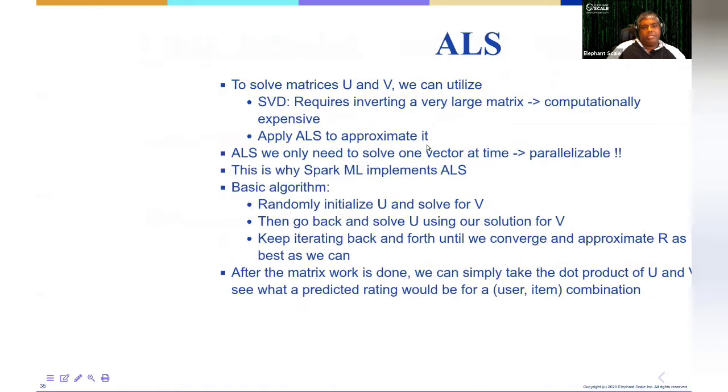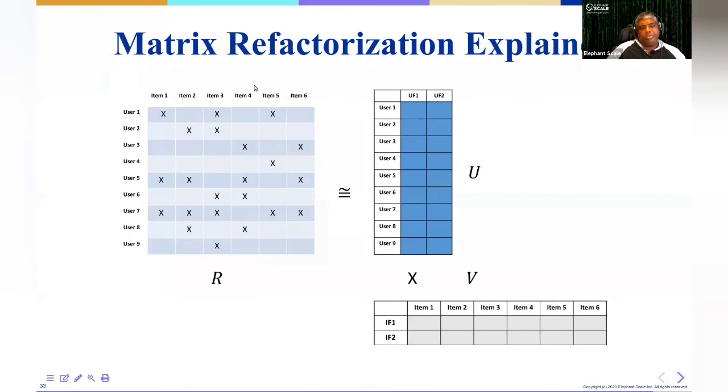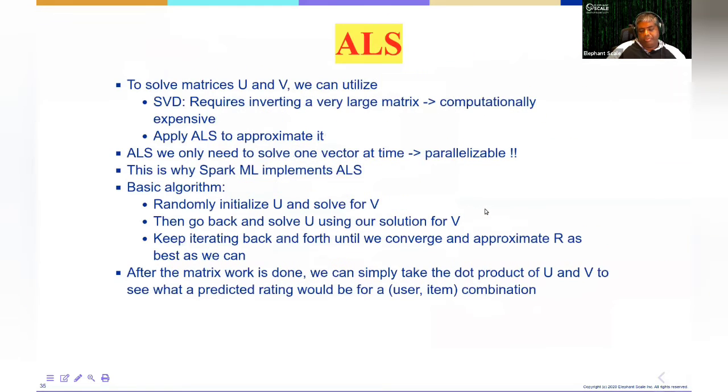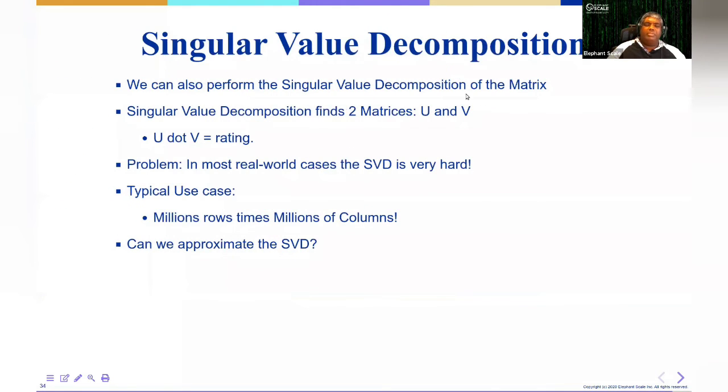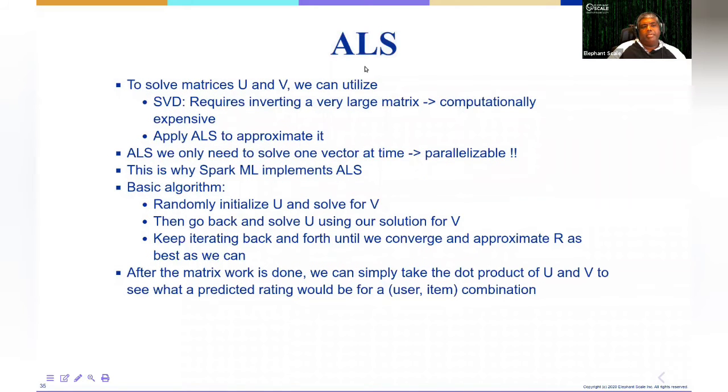So the approximation is ALS. Remember, from the original matrix we created two matrices, U and V. How do you solve this? SVD is one option, but it takes a lot of compute power. So as the approximation, we use the ALS algorithm. ALS does an approximate solving, and you can tweak the knob for how close you want to get to the original. The closer you want to get to the original matrix, the more compute time it will take.